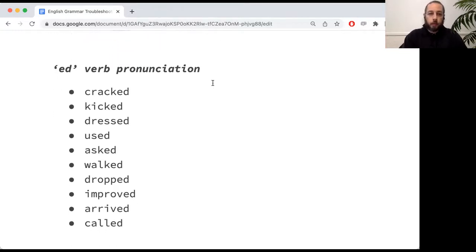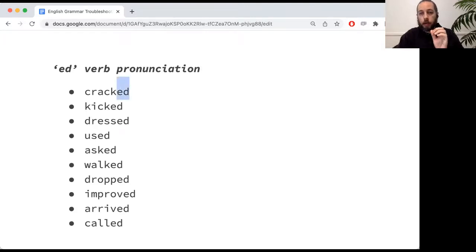So let's end with the ED verb pronunciation. All right, I'll run through this list fast for you. Cracked, kicked, dressed, used, asked, walked, dropped, improved, arrived, called. I'd like to ask you a question. What sound did you hear at the end? You heard like a T sound, right? Cracked, kicked. So it's very important that you don't add another syllable. You just keep it, okay?